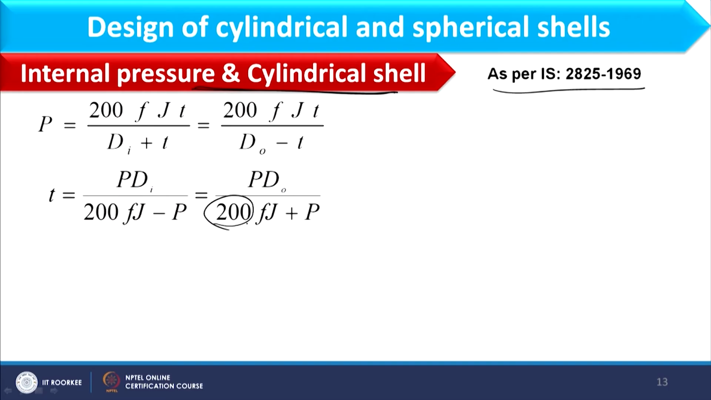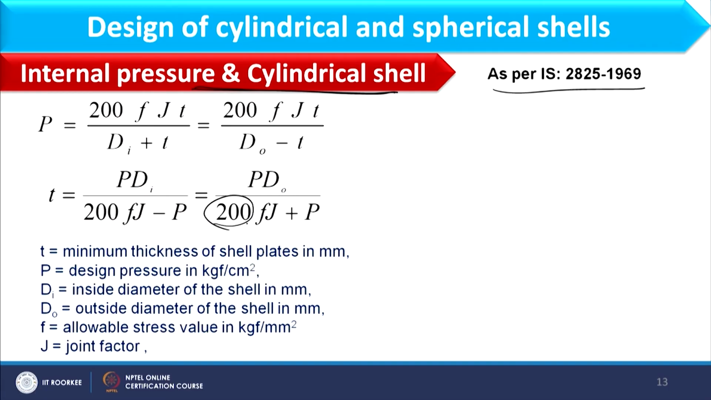Now, how has this 200 come? Because when you see the nomenclature, here T is in mm and P is the design pressure in kg force per centimeter square, and allowable stress, that is the F value, is given in kg force per mm square. Due to this difference in units, pressure is shown in kg force per centimeter square and F in kg force per mm square. Due to this we have this 200 factor, and J is the joint efficiency factor which we have discussed in lecture 4. So, these expressions are given in IS 2825 1969.